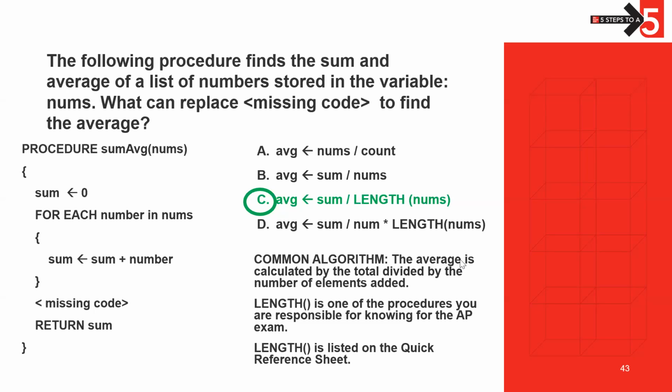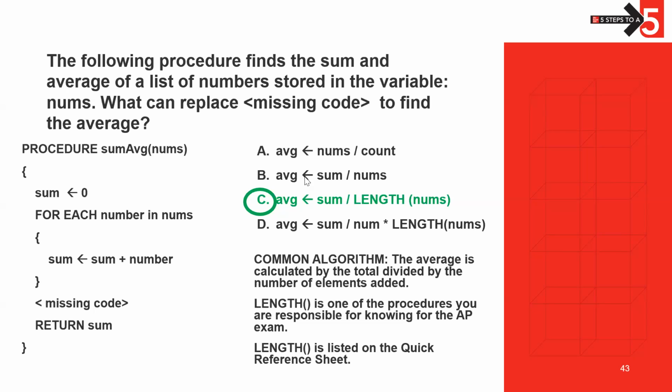All right, and you probably already know from calculating your own GPA or course average that you add them all and then divide by the number of elements that you added. Okay, so notice we don't have count here. We have no variable count over in our procedure. So while if we had count, that would work, we don't.